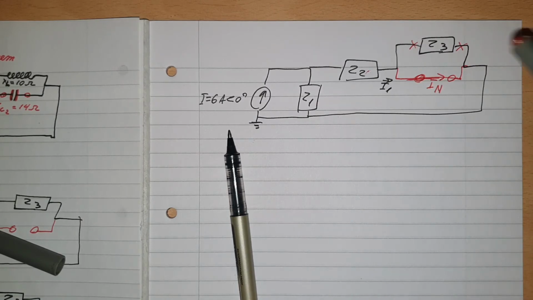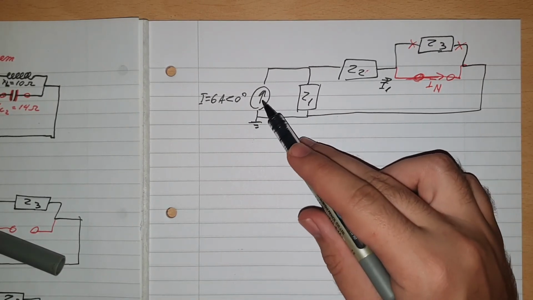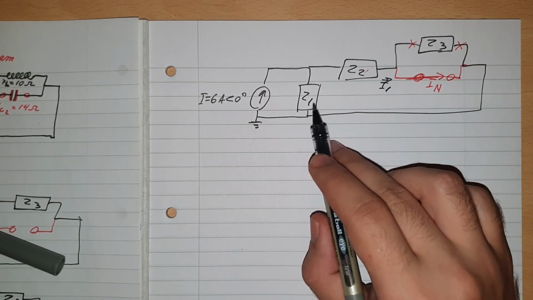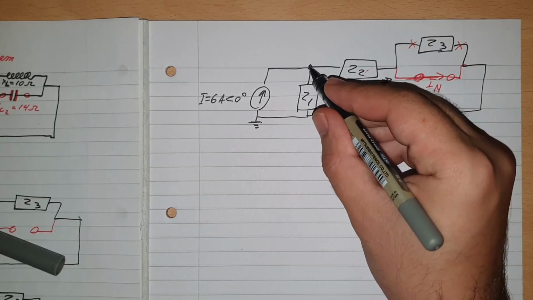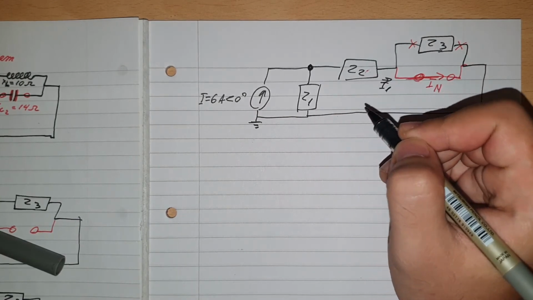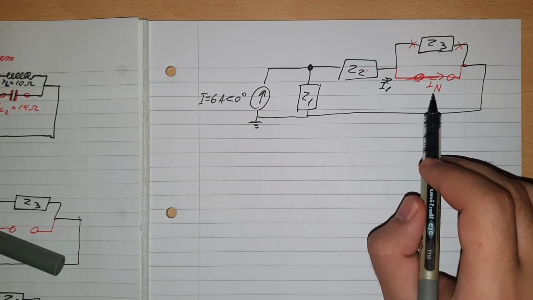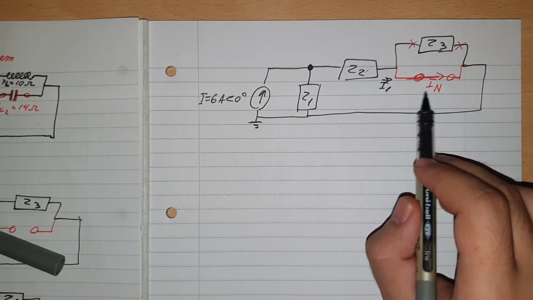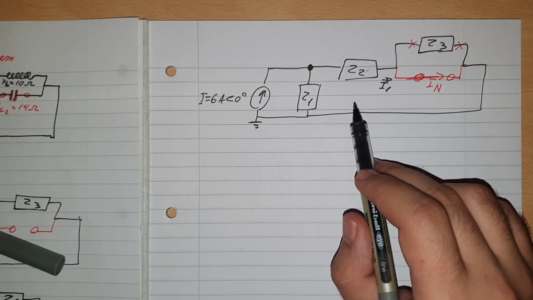Now, what's left? Well, what's left is the current source here, and the values Z1 and Z2, which are in parallel because there is a junction here. Now we need to find the current going through Z2, because that will be the current going through IN and I1. So again, we can solve it very simply by just applying the current divider rule.